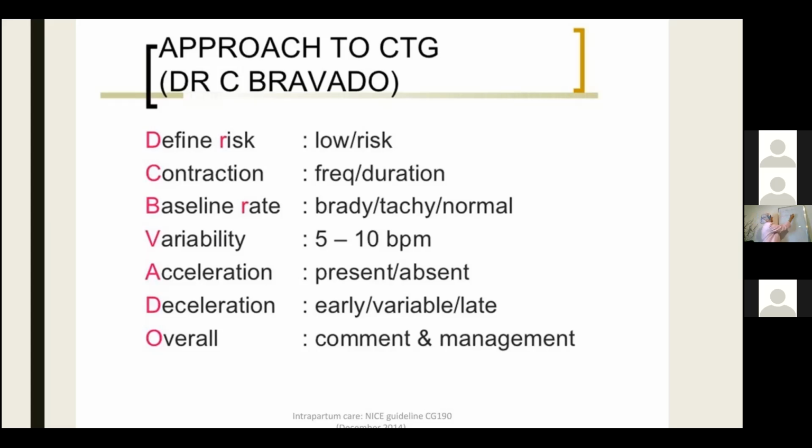So you will say, no, she isn't, or yes, she is, and she is contracting 2 to 3 times every minute. Okay, so now you have identified the most important part in a CTG. Now, Dr. C. Bravado: baseline rate, A for acceleration and D for deceleration.